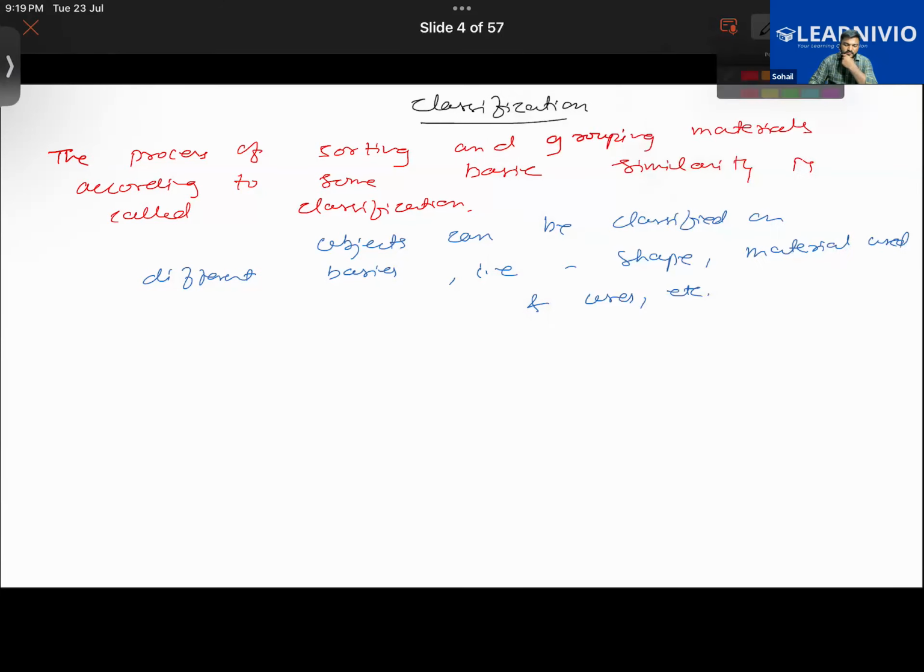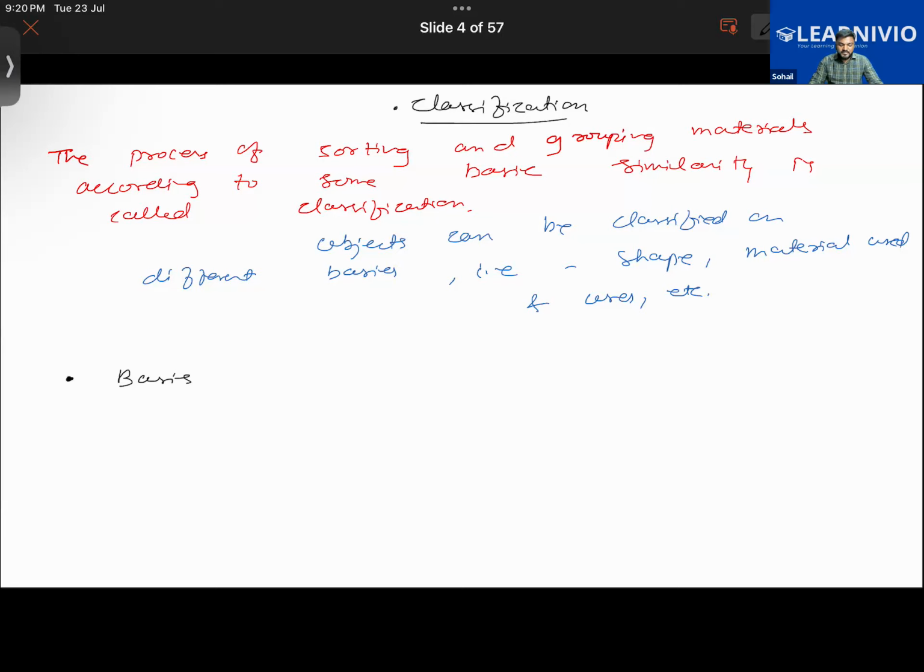Now, another important question which we should be thinking of, like we have talked about classification. Another important topic is, after basis, what is written? Objects can be classified on different basis, that is shape, material used and uses, etc. The first paragraph is: the process of sorting and grouping materials according to some basic similarity is called classification. Also we know that there is going to be some basis of this grouping, based on some similarities or differences in the properties of different objects. We are going to group them. Shape, material used, U-S-E-D, and uses.